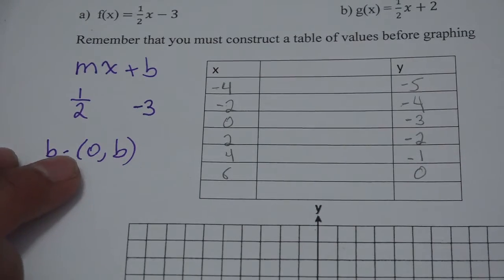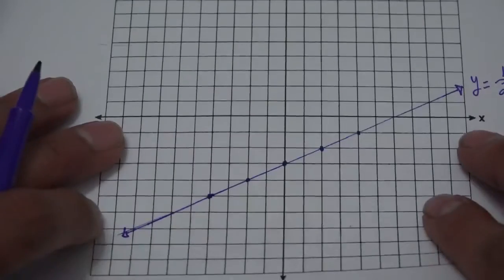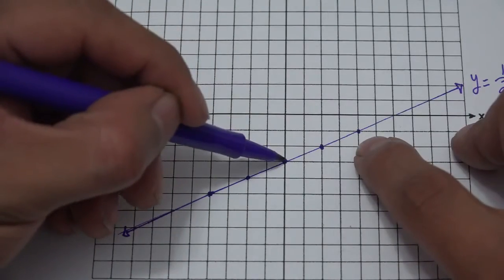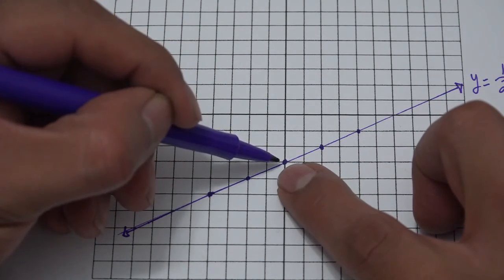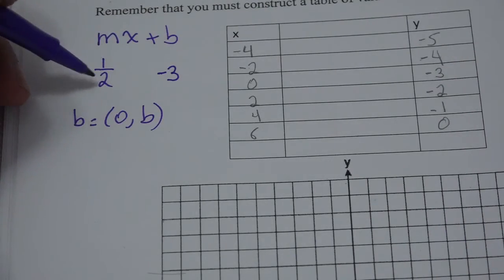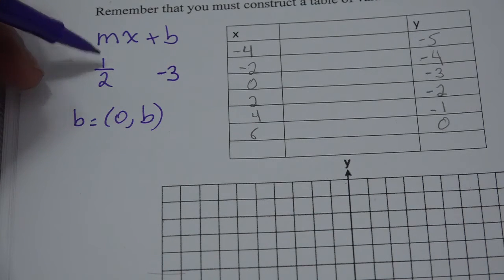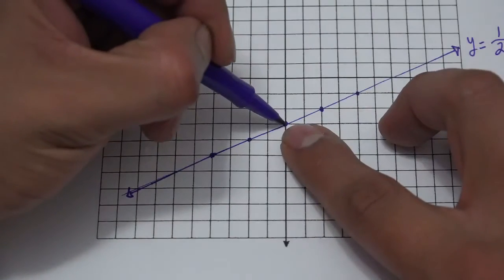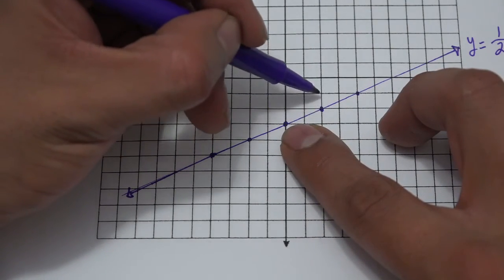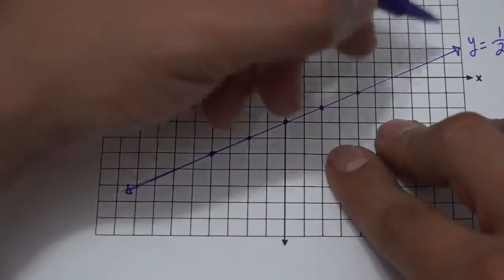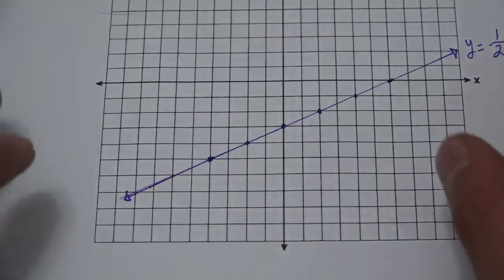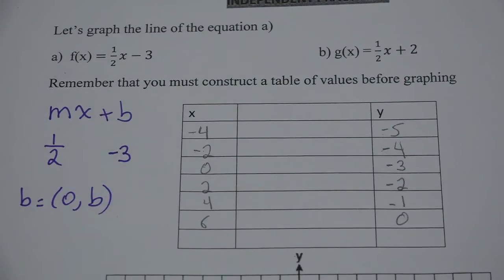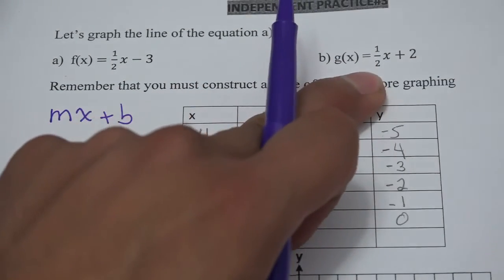Okay, so let me find that point, 0, -3. Okay, and now let me find the slope. The slope is 1/2 positive, meaning 1 up, because it's rise over run, right? So 1 up and 2 to the right. From the y-intercept, 1 up, 2 to the right, 1 up, 2 to the right. Wait, hold on a second, Becker. Are you saying that we could just graph the line based on the information that we observed from the equation? Yes. So that's exactly what I want to do over here.